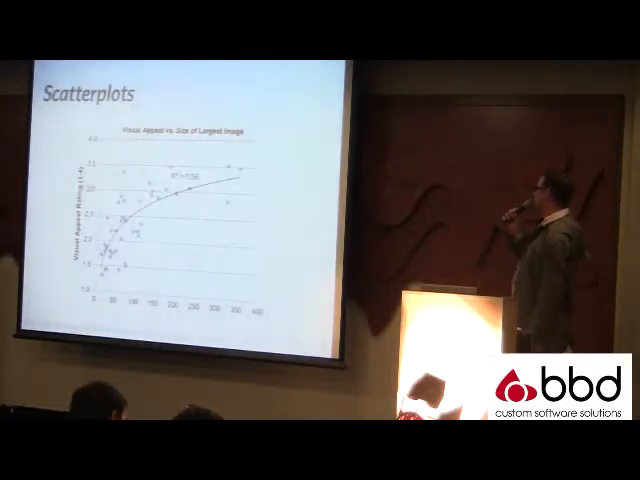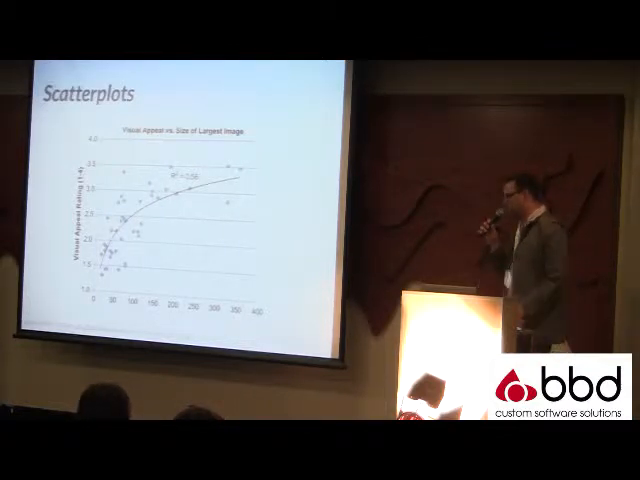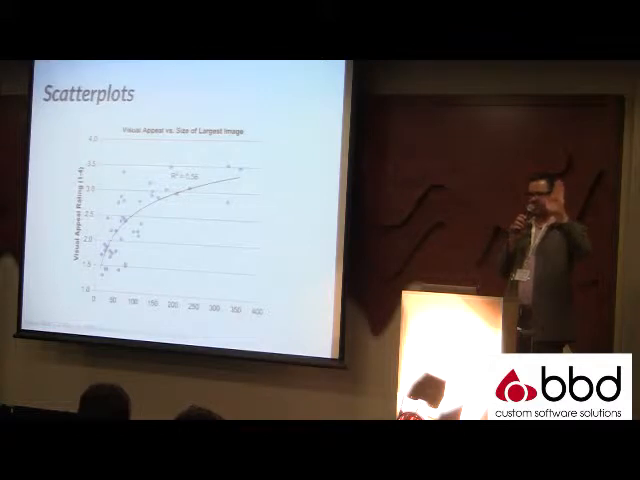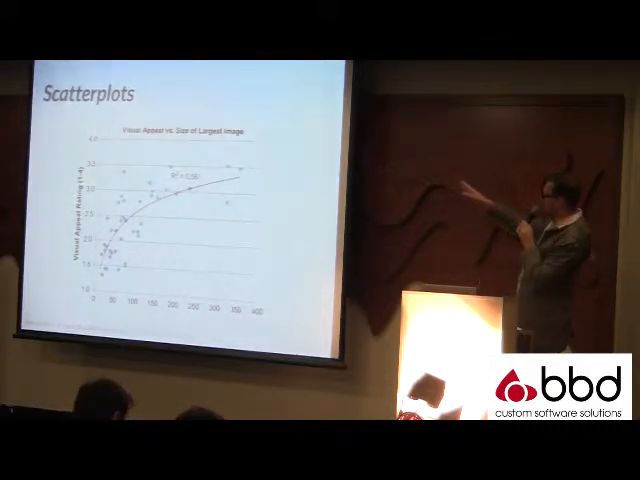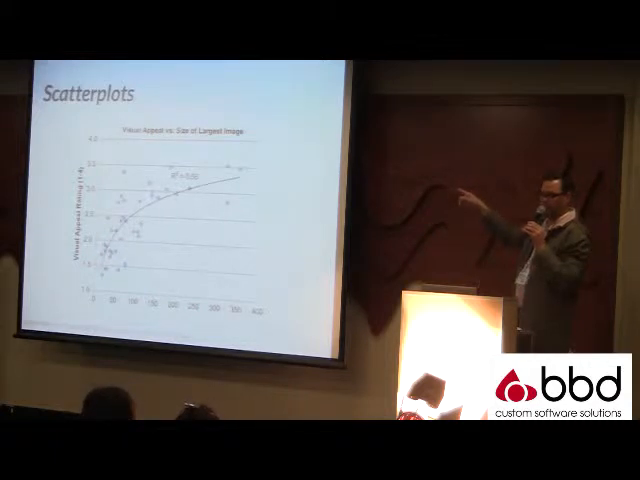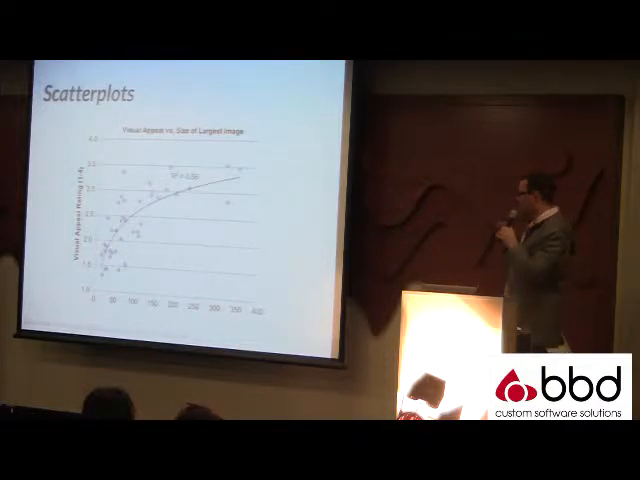So here's an example of a scatter plot. This was a 5-second test where users were shown a website for 5 seconds and they had to rate whether it was visually appealing to them on a scale of 1 to 4. What's interesting to note here is if we look at the size of the largest image on the website, the bigger the image in pixels, the more visually appealing people found it. So there's a clear correlation between image size in this case and the visual appeal that people perceived.